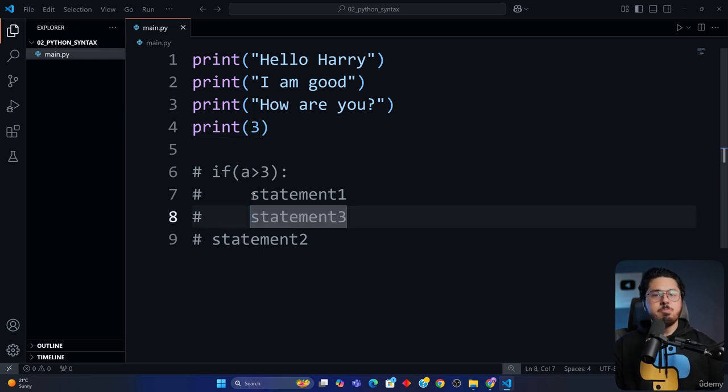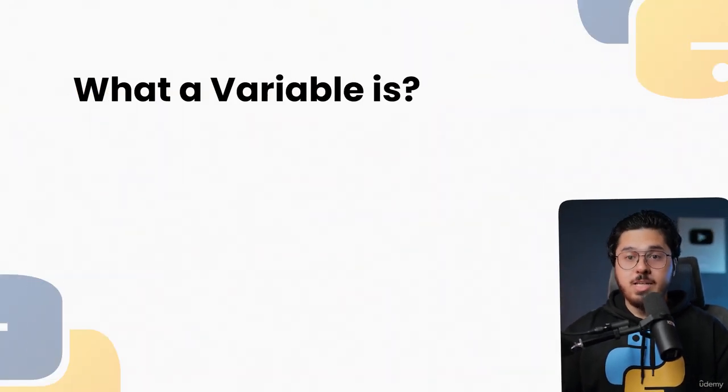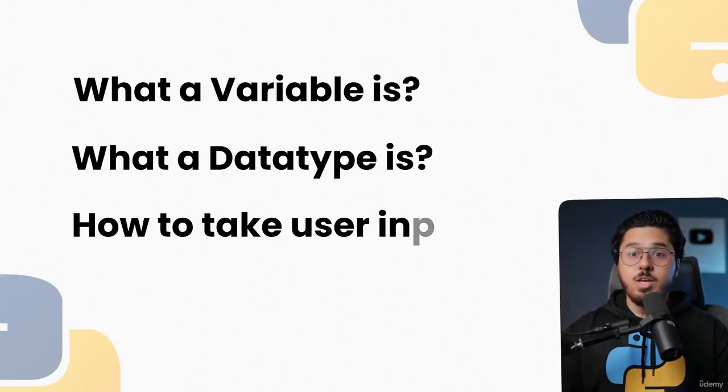And we use multiple spaces as indentation in Python so that we can understand which lines of code are inside a particular block. In the upcoming videos, we are going to understand more about Python fundamentals, like what a variable is, what a data type is, and how to take user input in Python.